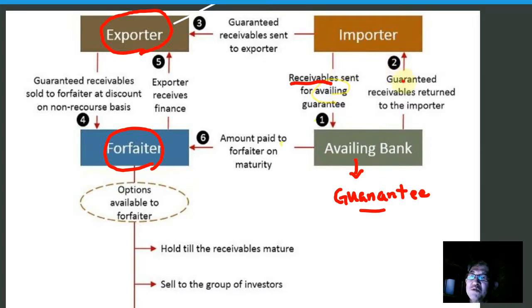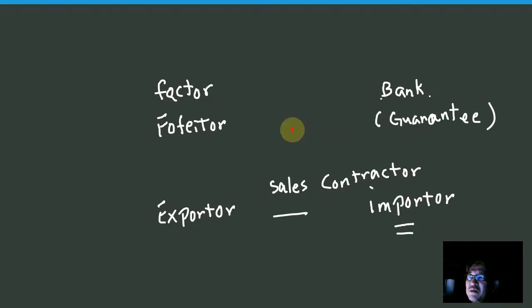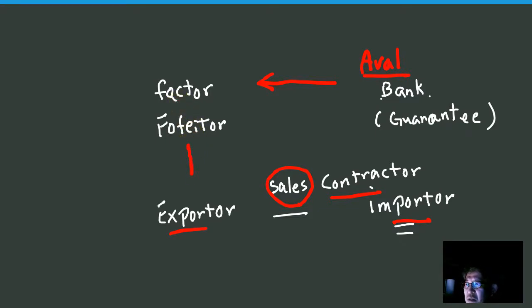So back to our diagram. We have export here and we have import here. They have a contract here. After the contract, import will also have a contract with the bank. This bank we call the avalizing bank. The role of the avalizing bank is to guarantee to pay the forfeiter, and this forfeiter will pay to export once the export hands in the draft or receivable.